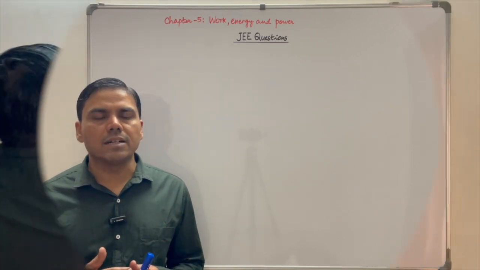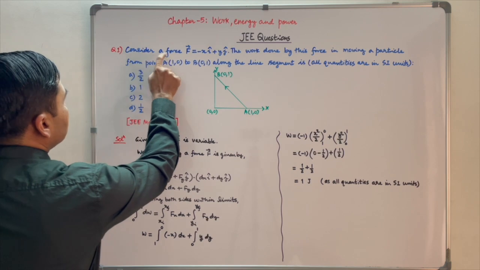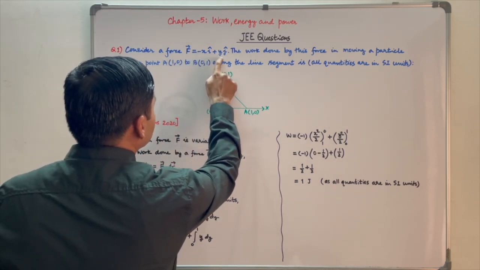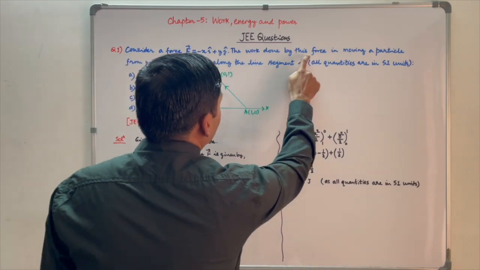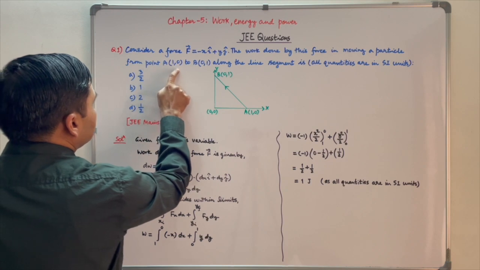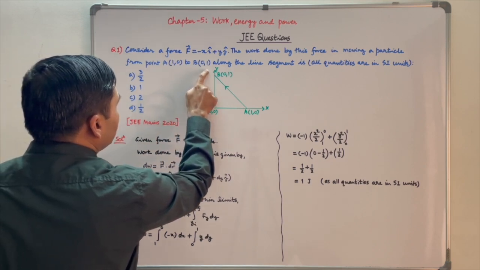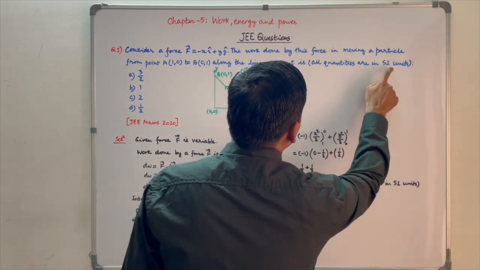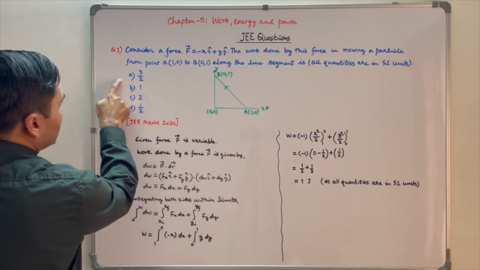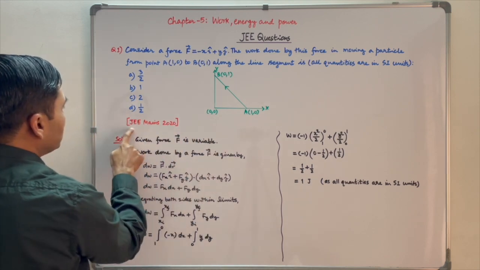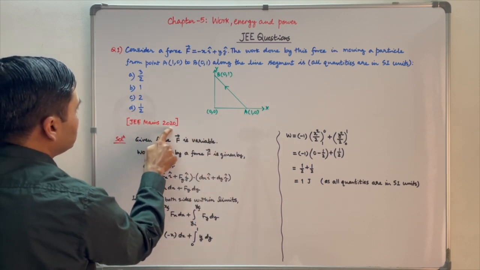So let us start. First question: consider a force F equal to minus x i plus y j. The work done by this force in moving a particle from point A (1, 0) to B (0, 1) along the line segment is. All quantities are in SI units. These are the options given, and this is the figure given. This question was asked in JEE Mains 2020.